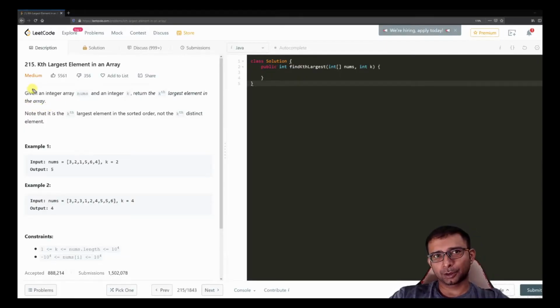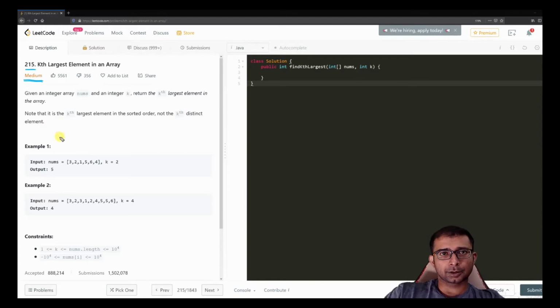So today we're going to look at another medium level problem from Leetcode. The problem number is 215, Kth largest element in an array. Given an integer array nums and an integer k, return the kth largest element in the array. Note that it is the kth largest element in the sorted order, not the kth distinct element.